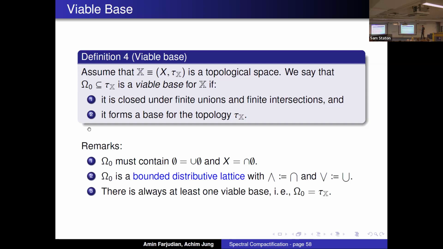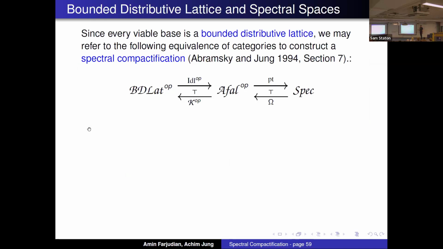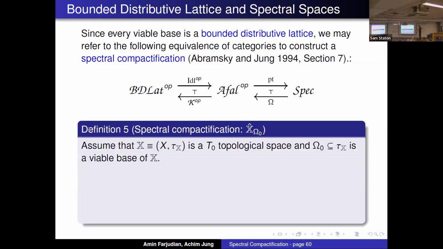Okay, now the key point is that we've got a bounded distributive lattice. Now we can construct a space and do topology, because we have these equivalences of categories. I will talk a little bit more about what these things are, but if I have a viable base here, a bounded distributive lattice, I take the ideal completion, I get an algebraic fully arithmetic lattice, and then I apply the PT functor, I get a spectral space, a topological space. That will be the space that we're looking for. So I go to the definition now, then I go back to explaining what these things are.